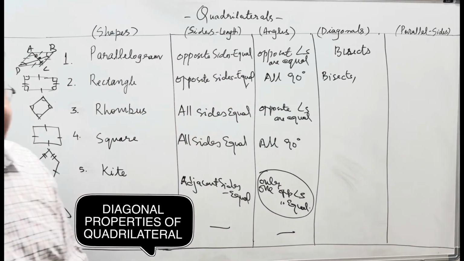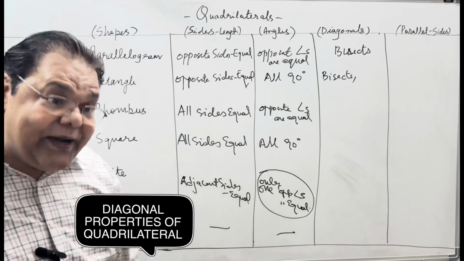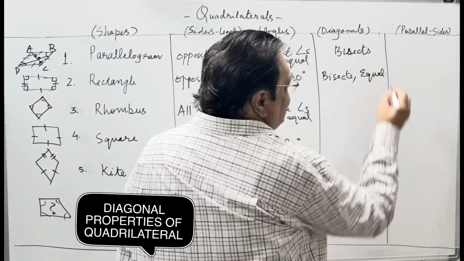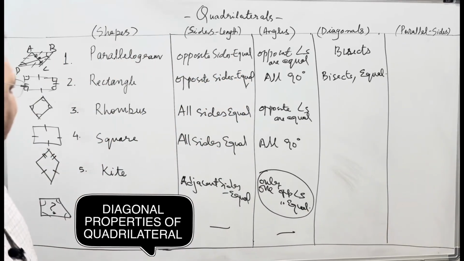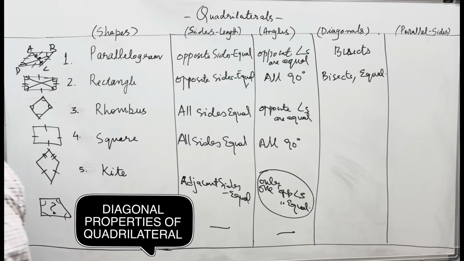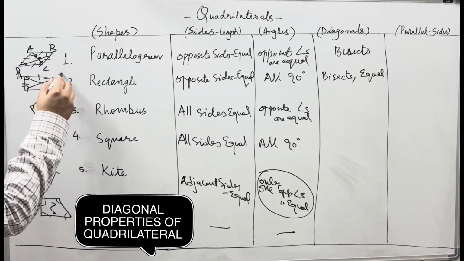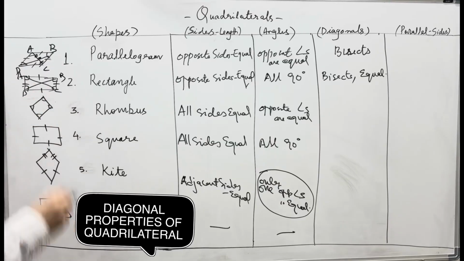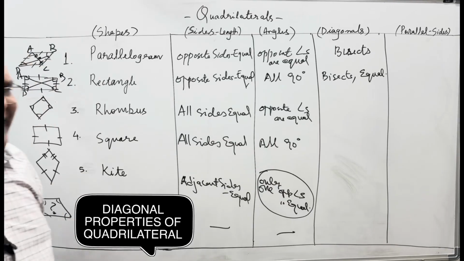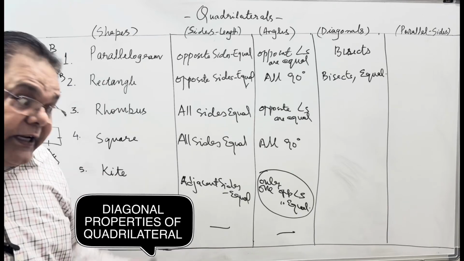When you join the diagonals of a rectangle, they also bisect each other. But also, when you join the vertices in a rectangle, the diagonals are of equal size. In ABCD, AC is equal to BD, always in rectangle. So diagonals will bisect and diagonals are equal also.